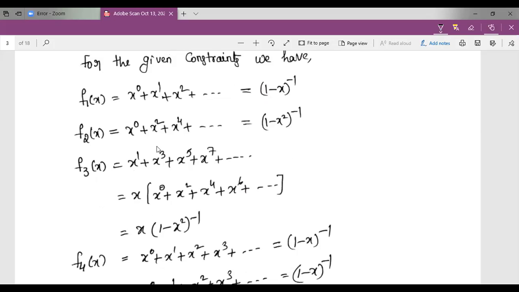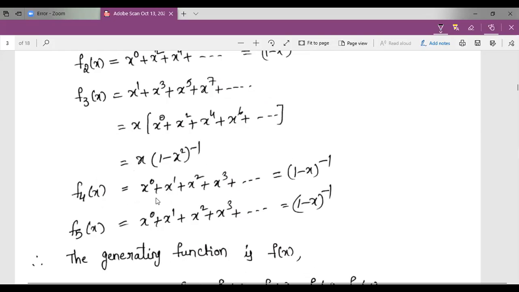So f4(x) is equal to x^0 + x^1 + x^2 + x^3 + and so on. So this is also the binomial expansion for (1 - x)^(-1). Okay. f5(x) is equal to x^0 + x^1 + x^2 + x^3 + and so on, (1 - x)^(-1). These are the functions for the given constraints. So first we write the generating function for this equation.